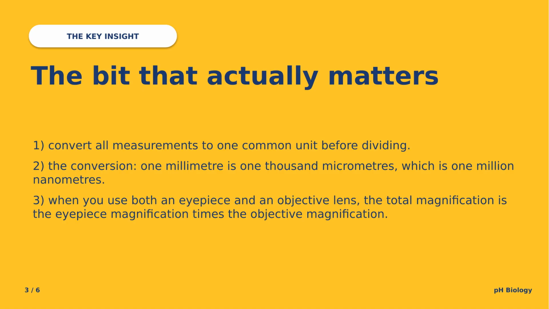Three things to lock in. 1. Convert all measurements to one common unit before dividing. 2. The conversion. 1 millimeter is 1,000 micrometers, which is 1 million nanometers. 3. When you use both an eyepiece and an objective lens, the total magnification is the eyepiece magnification times the objective magnification.